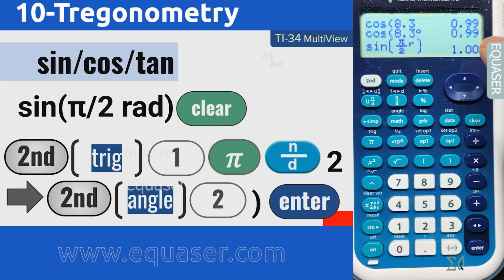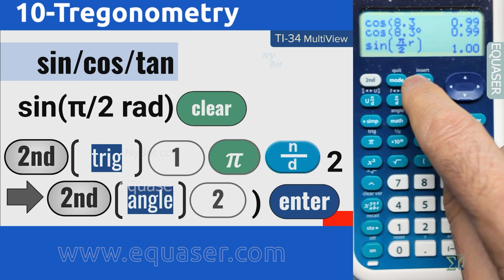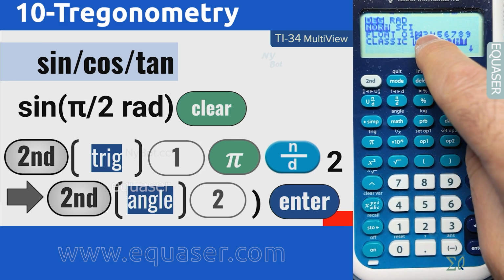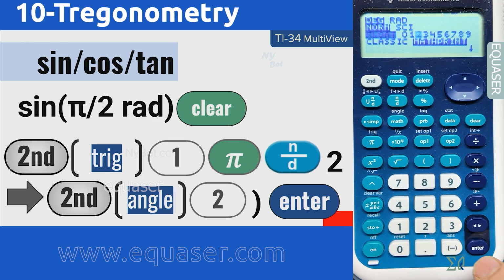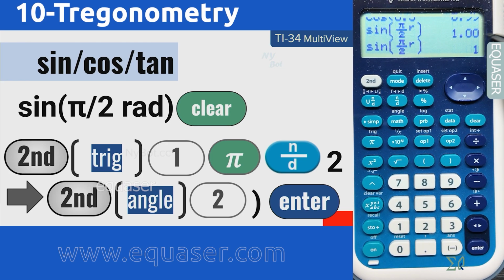You see 2 decimal places. This is due to the float setting, which we forgot to change in mode. Press mode, come down to float, enter, clear, and press enter again. The answer is 1.